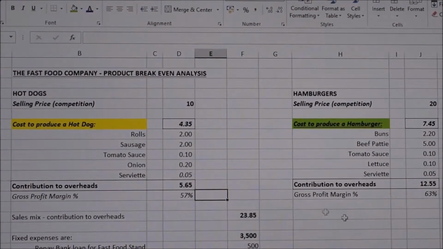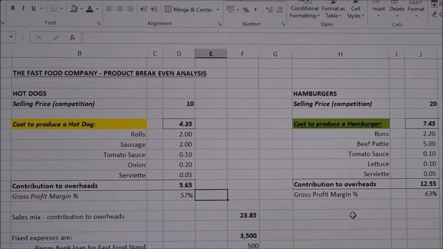Let's have a look at our hamburgers. Our hamburger cost is going to be a little bit more due to a beef patty costing more. So R7.45 is our total cost to produce a hamburger. Competition and our market research has told us R20 is feasible to sell for a hamburger. Therefore, our gross profit per hamburger is going to be R12.55. A gross profit margin percentage of 63%.